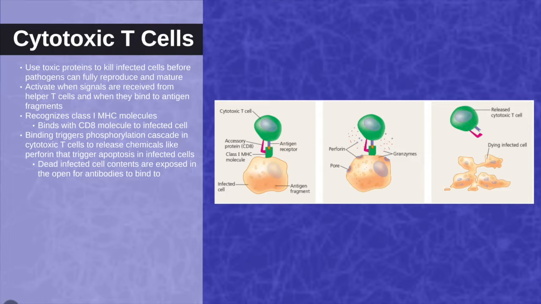This binding triggers a phosphorylation cascade in the cytotoxic T cell, which releases chemicals like perforin. These chemicals bind to the receptors of infected cells, and this leads to a phosphorylation cascade that ultimately leads to the apoptosis of the infected cell. The dead cell remains are left by the cytotoxic T cells, and the antibodies come to pick up the mess.